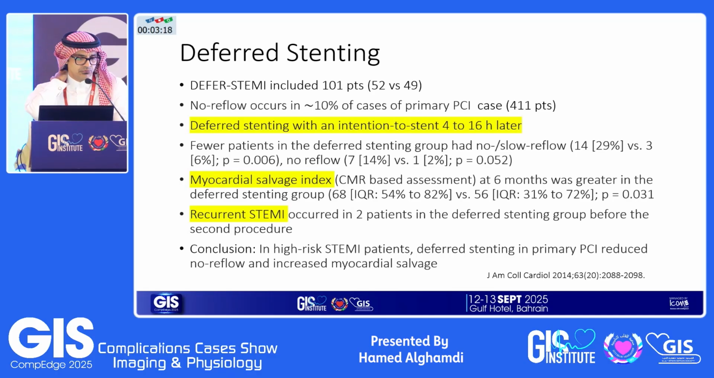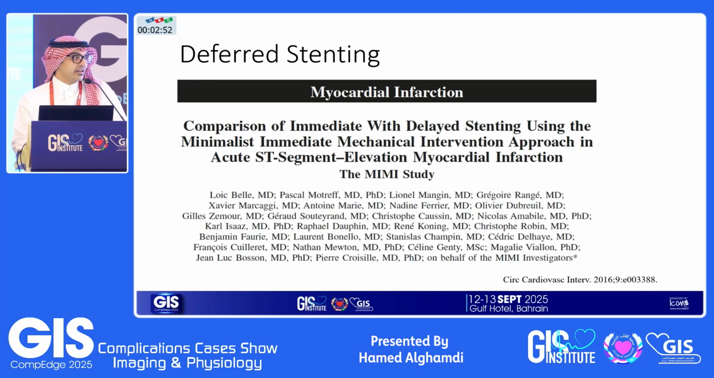When we talk about deferred stenting, it's probably one of the things that we use in the cath lab, but do we have strong data to support that? One of the first studies that was published, but it was a small study, was DEFER-STEMI, and it showed, in conclusion, that in high-risk STEMI patients, deferred stenting in primary PCI reduced no reflow and increased myocardial salvage, okay? That was around 100 patients altogether, but they could not reproduce that, okay?